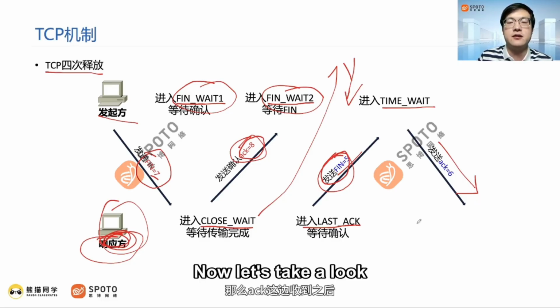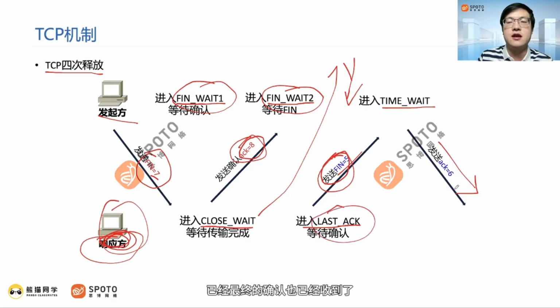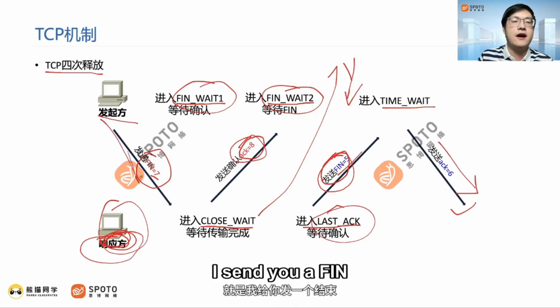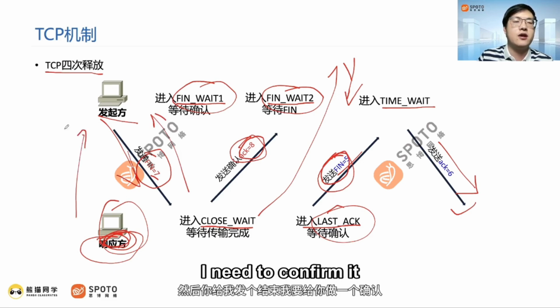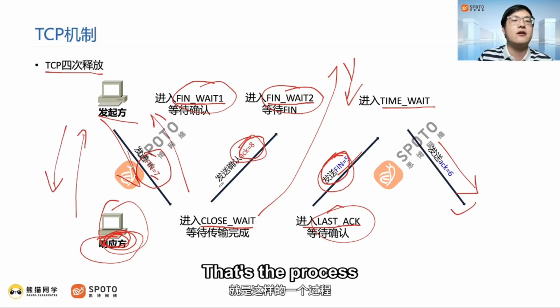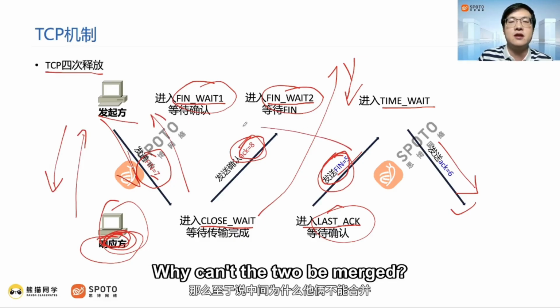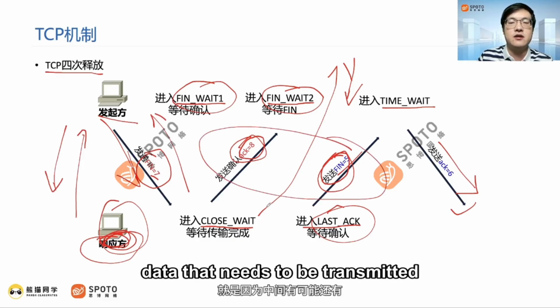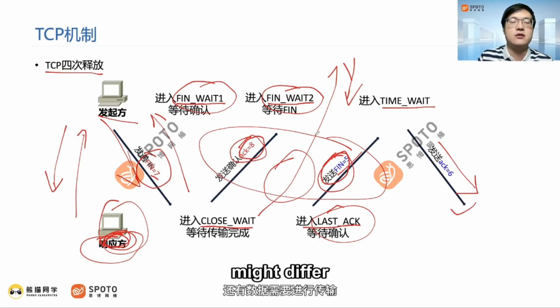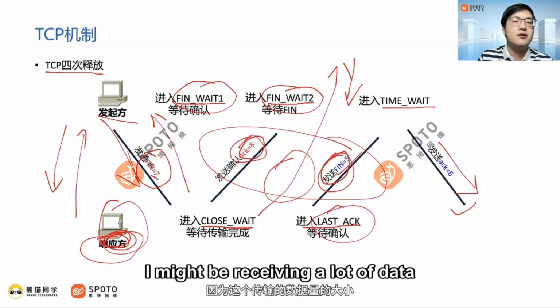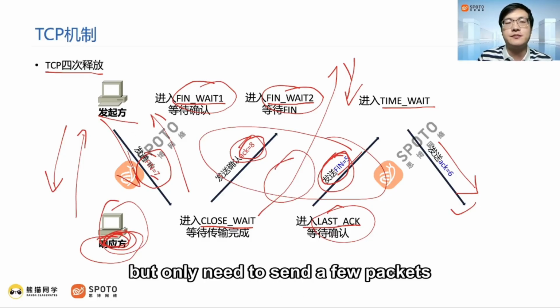Now let's take a look at our final confirmation. This is the four-step process: I send you a FIN, you need to confirm, and then you send me a FIN, I need to confirm. That's the process. As for the middle part, why can't the two steps be merged? Because in between there is data that needs to be sent, and the volume of data might differ. I might be receiving a lot, but only need to send a few packets.